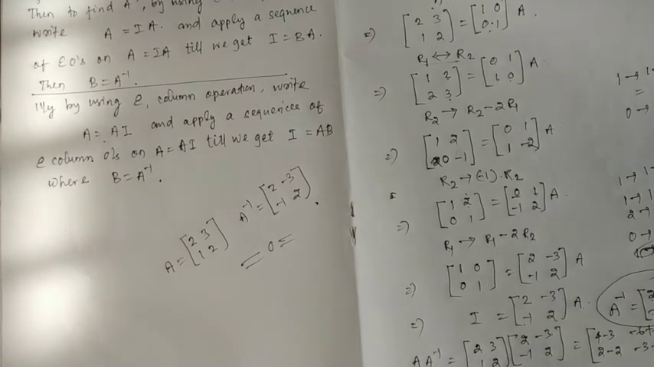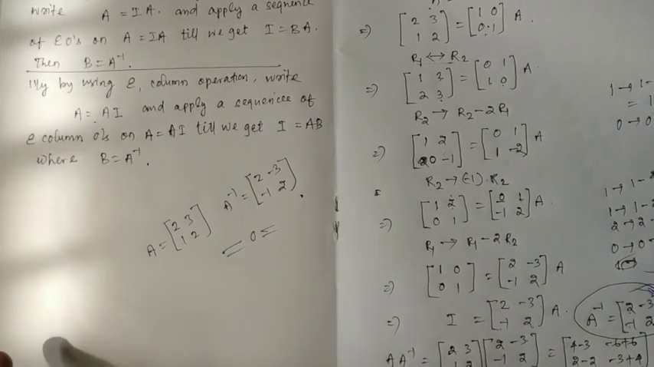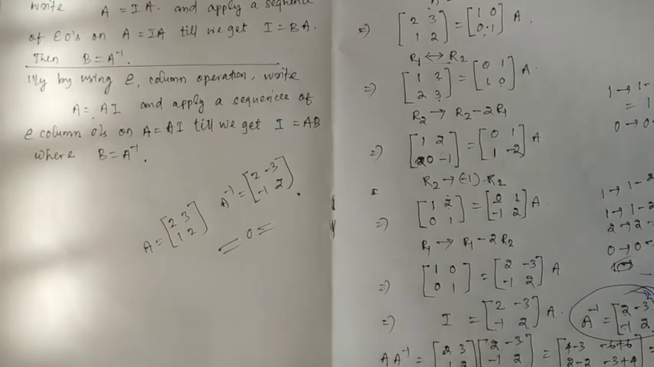Similarly, in the case of a 3 by 3 matrix, we can also find the inverse of a matrix by using elementary row operations or column operations. So here we saw how we can find the inverse of a matrix by using elementary operations.